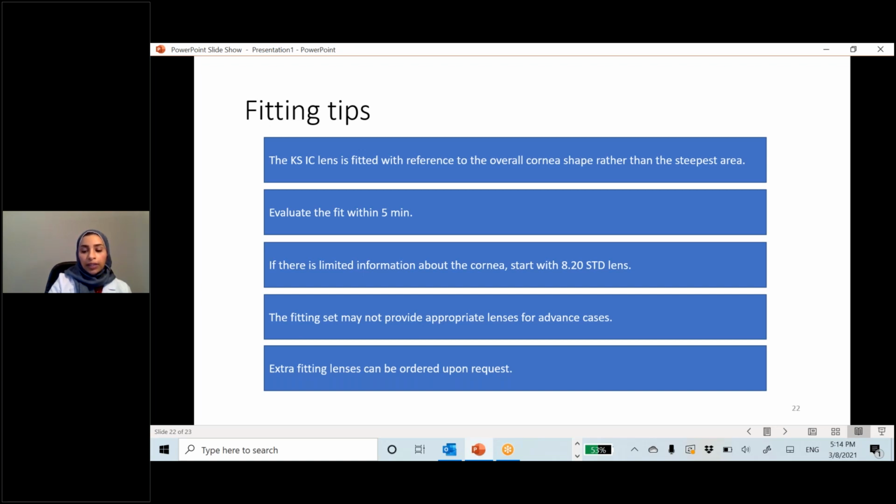If you have some advanced cases in the clinic and you need a steeper base curve than what is in your set, you can order extra fitting diagnostic lenses.